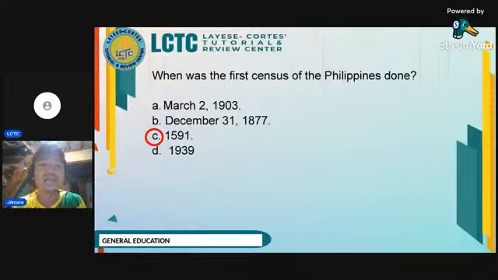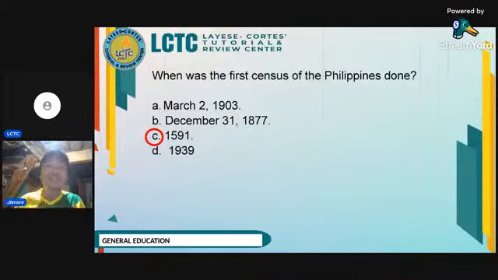December 31, 1877, take note, it was the first official census of the Philippines, and it was during the Spanish period. December 31, 1877. March 2, 1903, the first census during the American period. Okay. December 31, 1877, it was the first official census of the Philippines during the Spanish period. Okay. 1591, the first census. But first official census, December 31, 1877. Do not be confused with that one. March 2, first census of the Philippines during the American period.